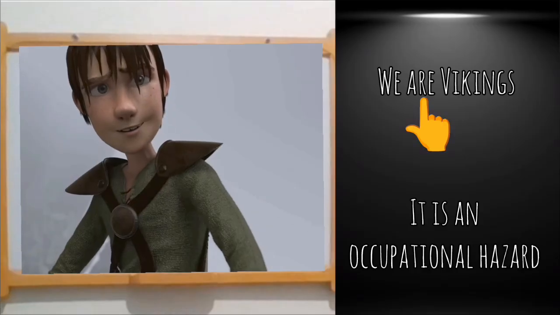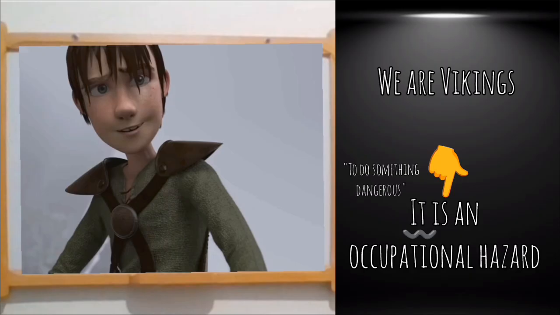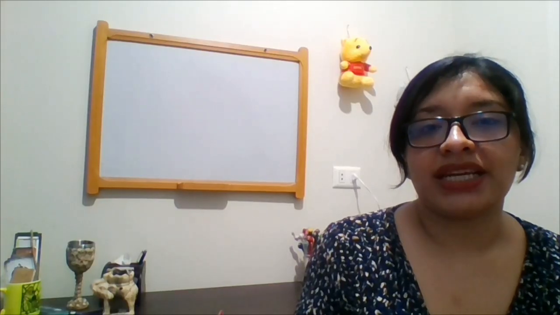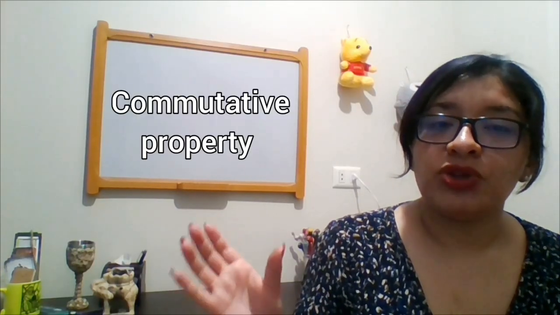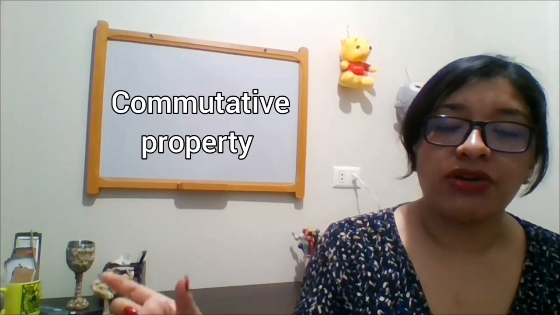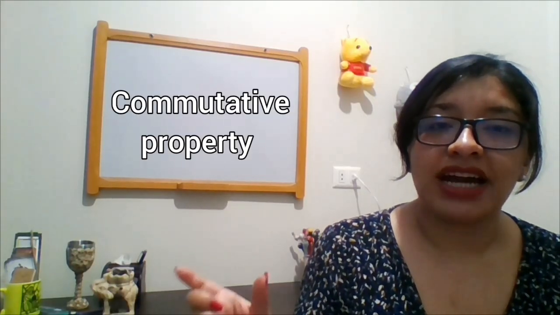Here, Hiccup gives information about their identity. And here, it means to do something dangerous is an occupational hazard. Some sentences that use the verb to be as a linking verb have the commutative property. What does that mean? We can change the order of the sentence and it will still have the same meaning.